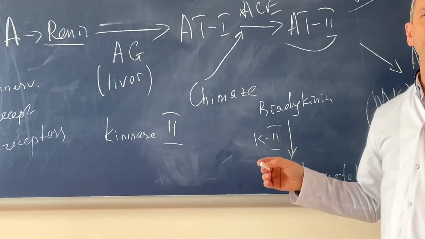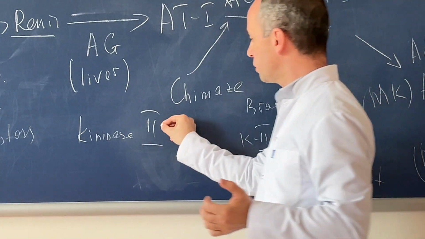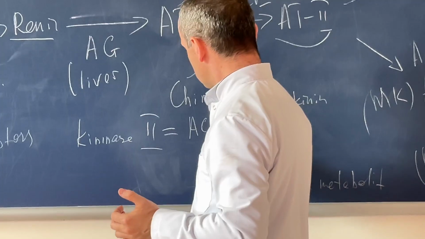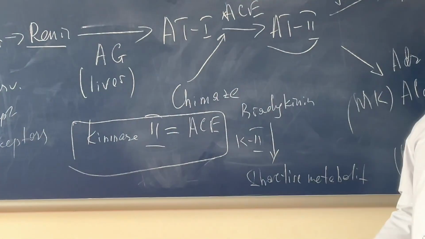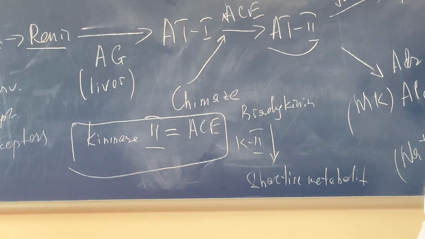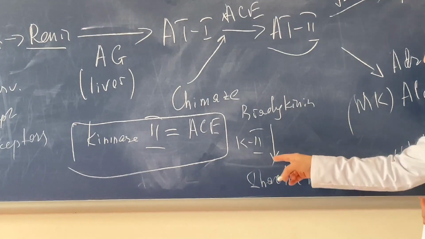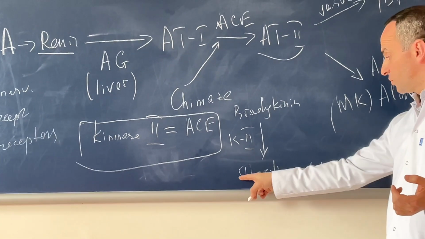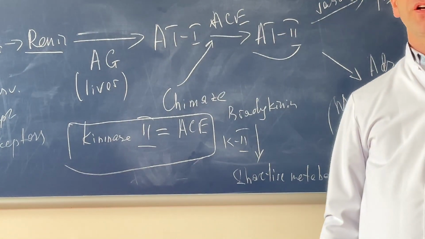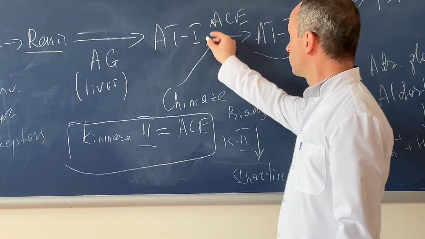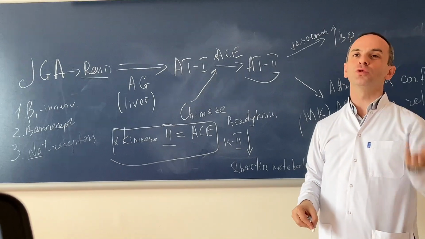Now, how is it related to RAS? Directly, this kinase 2 is the same as ACE. It's the same angiotensin converting enzyme, called kinase 2 in the kallikrein bradykinin system, and it destroys bradykinin into inactive metabolites. Accordingly, when we inhibit ACE, we also inhibit kinase 2.